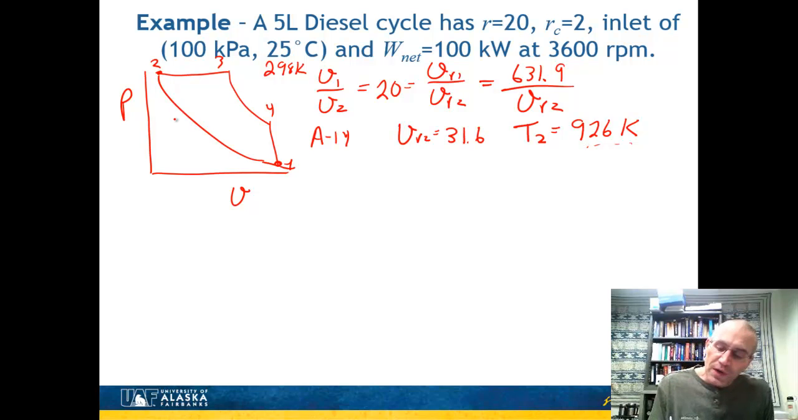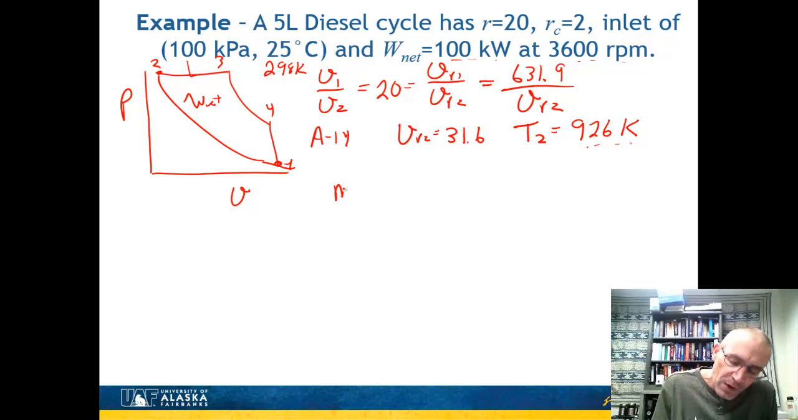And what we know is we know the net work. We actually know the area inside here. And so if we want to find out the efficiency, I need to figure out how much heat is added in step 2 to 3. And I'm given an extensive value. The net work is 100 kilowatts at 3,600 RPMs. And so what I would like to find is how much work is done per cycle. And so in order to do that, we're going to just use some ideal gas relations.